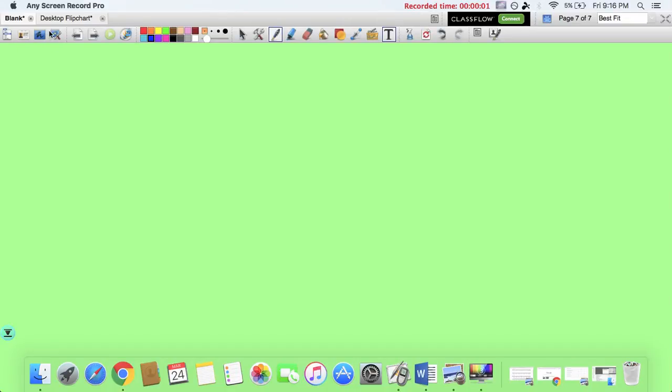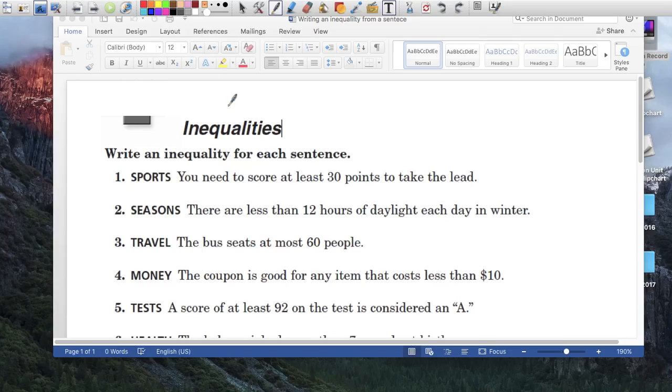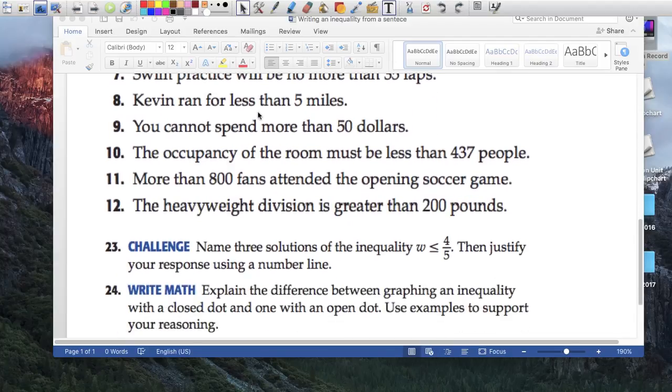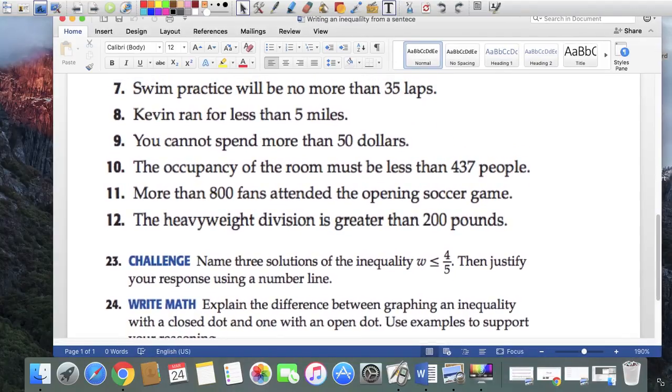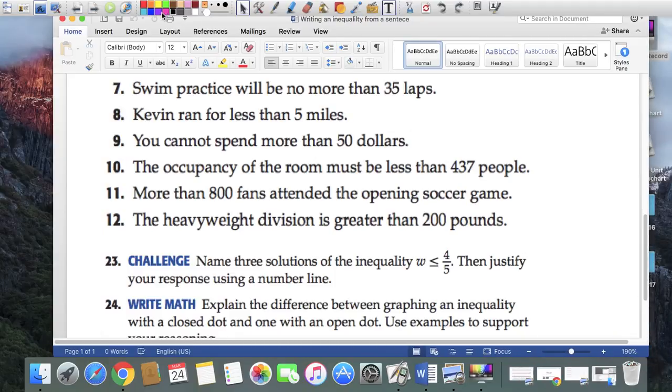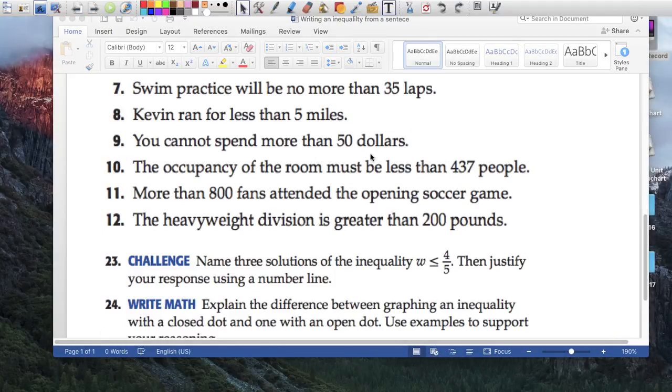Okay, here we go. And so you have to finish the sheets, the two sheets. There was not too much actually. So this is the bottom part of one of the sheets. Yeah, this one from 7 to 24. Actually, they're just numbers. Doesn't mean they're 24 questions. So in practice will be no more than 35 laps.